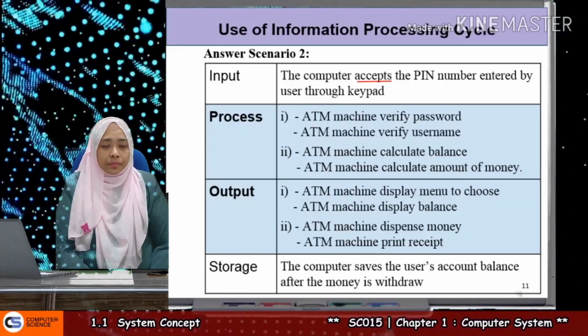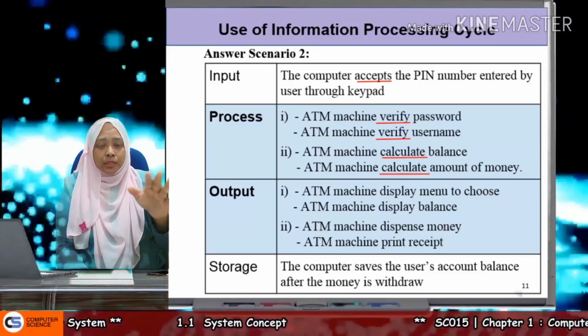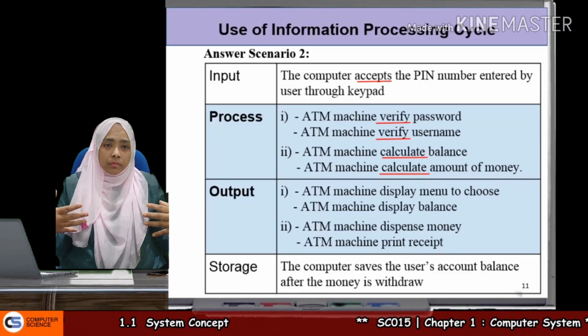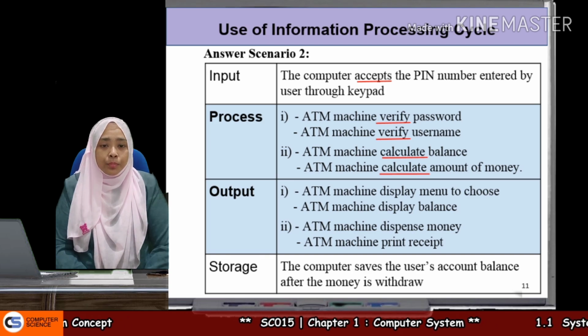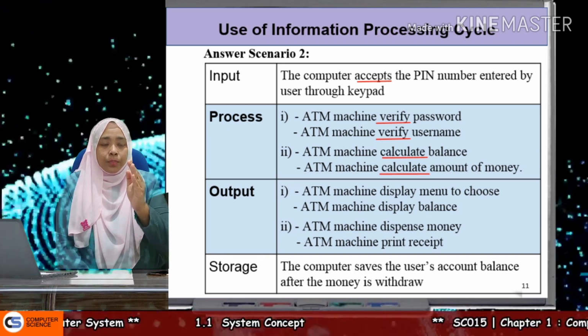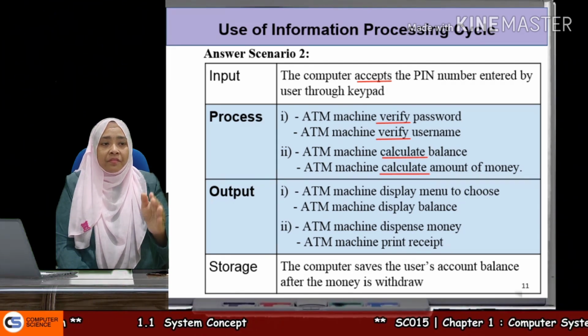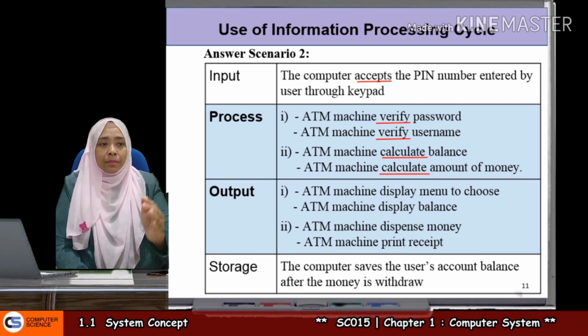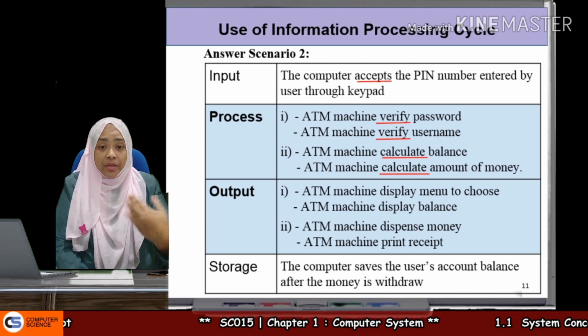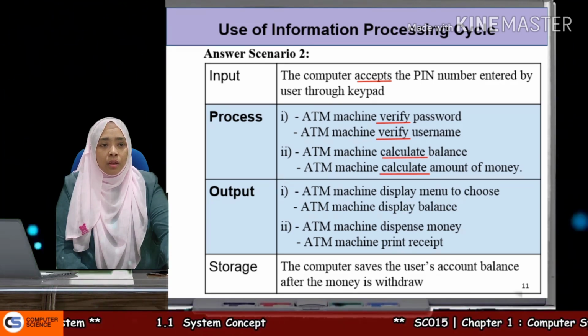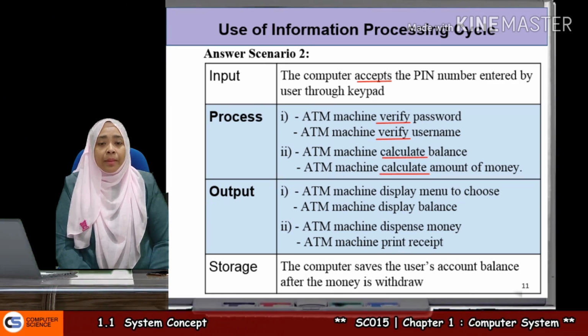Okay, process. Actually, the answer is only for process and output, but we just discuss the whole information processing cycle, including input and storage. For the process, the ATM machine verifies the password, the ATM machine verifies the username. So the keyword here is verify. The process is verify. Or calculate balance.